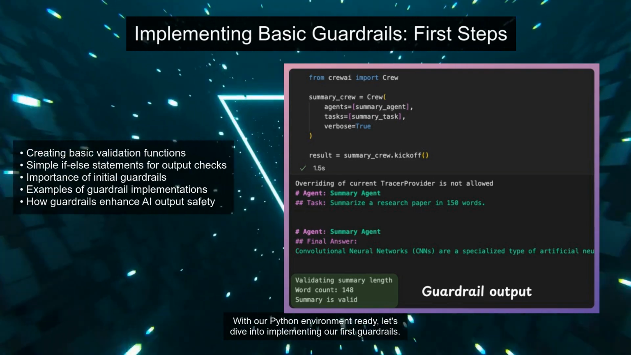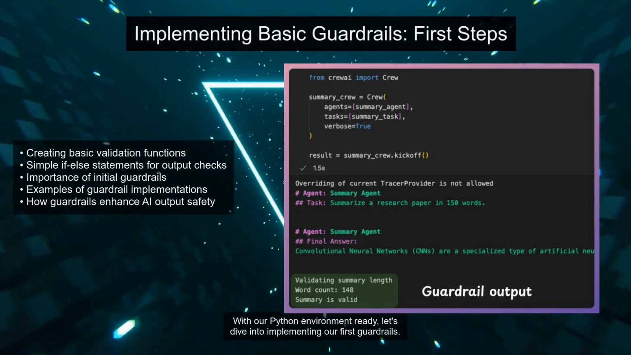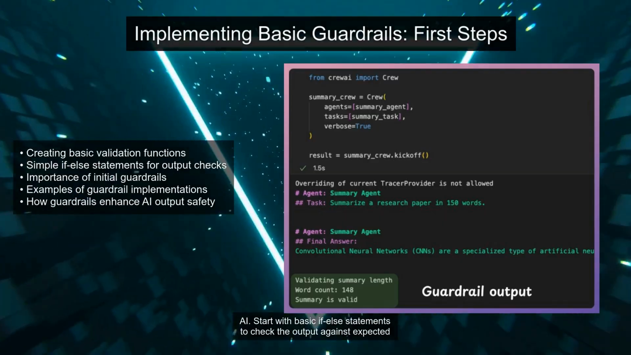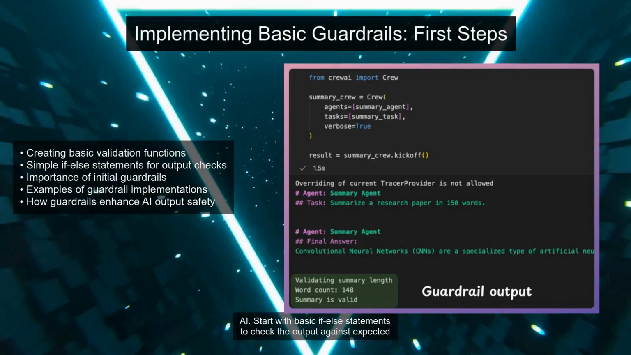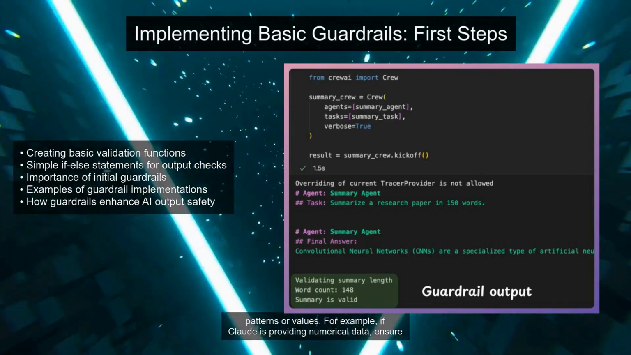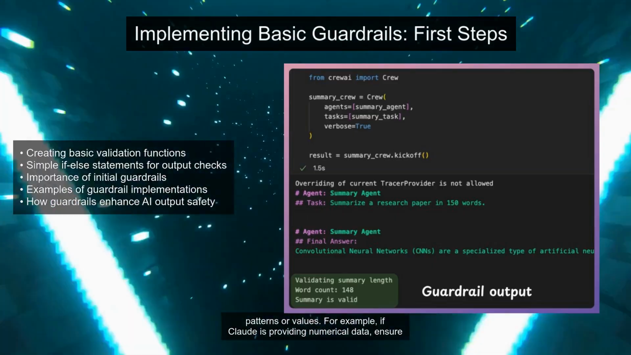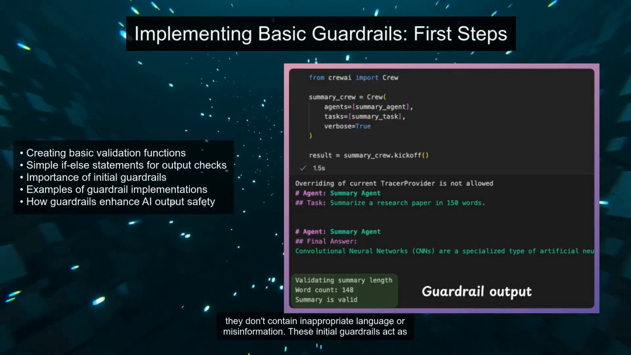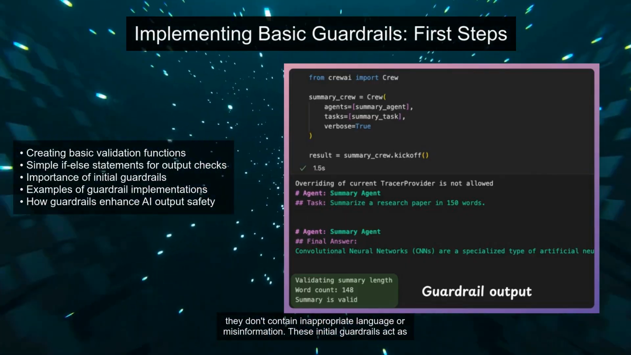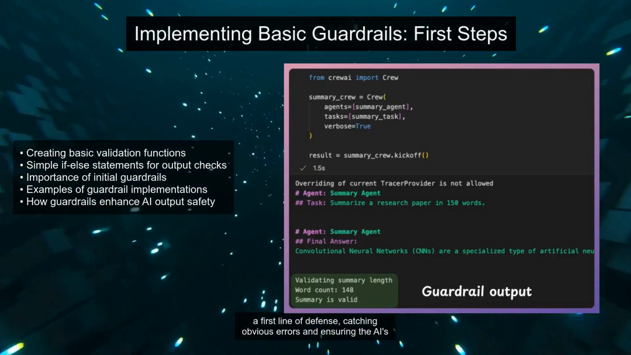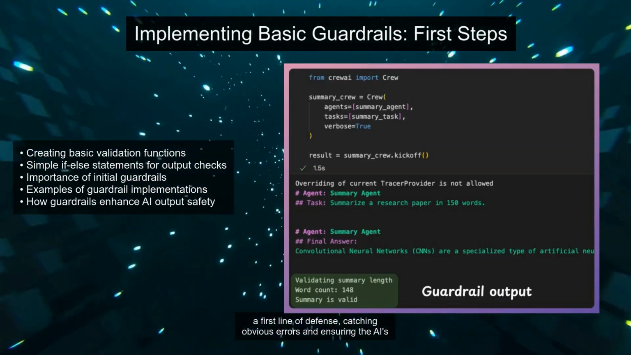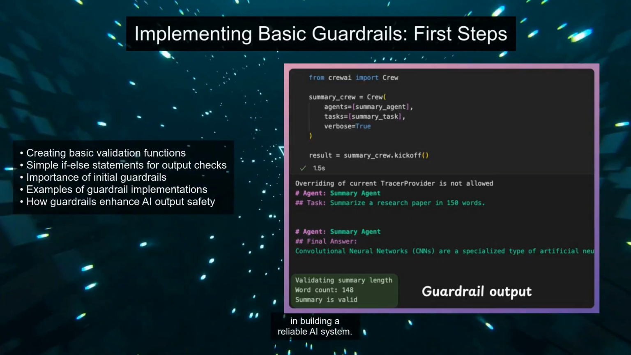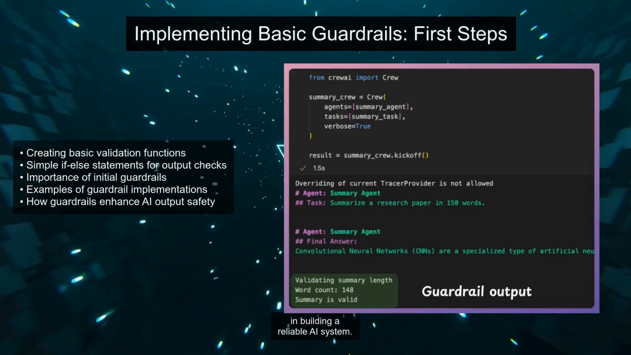With our Python environment ready, let's dive into implementing our first guardrails. Guardrails are essentially rules or checks that validate the output from Claude's AI. Start with basic if-else statements to check the output against expected patterns or values. For example, if Claude is providing numerical data, ensure it falls within a realistic range. Similarly, for text outputs, verify that they don't contain inappropriate language or misinformation. These initial guardrails act as a first line of defense, catching obvious errors and ensuring the AI's output is safe for users. Simple yet effective, these checks are crucial in building a reliable AI system.